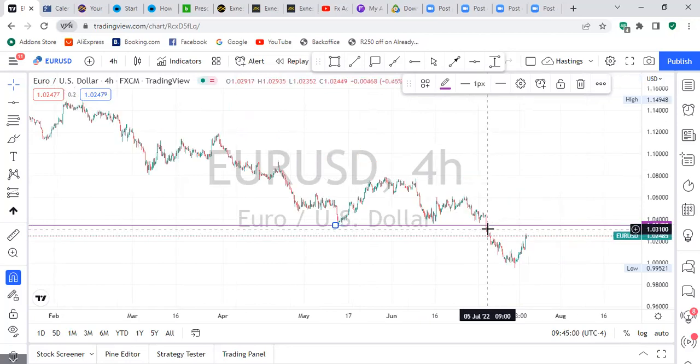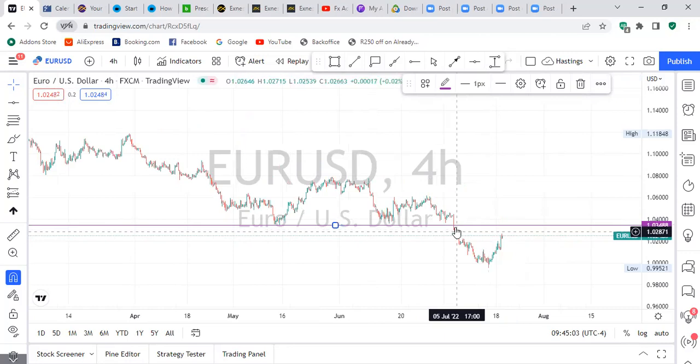So meaning when support has been broken, that support is now turned into resistance. It's no longer support, it's now resistance. So now this is our resistance. We now need to find a new support.